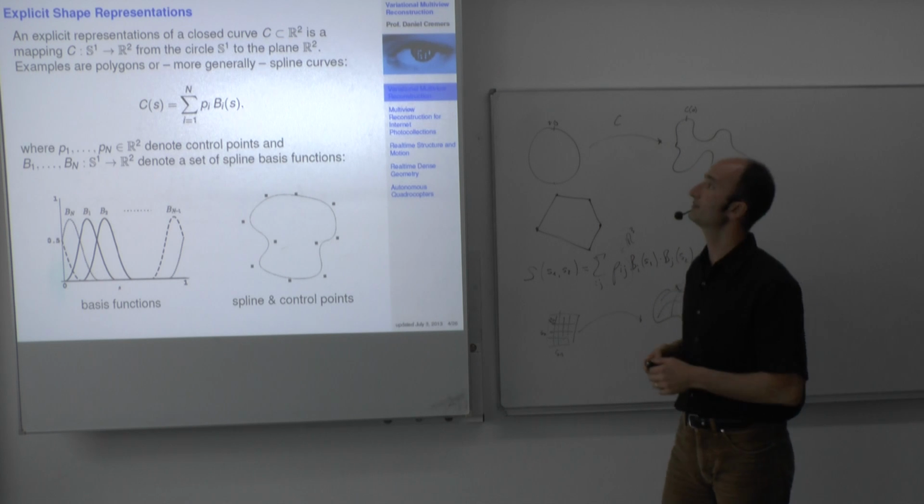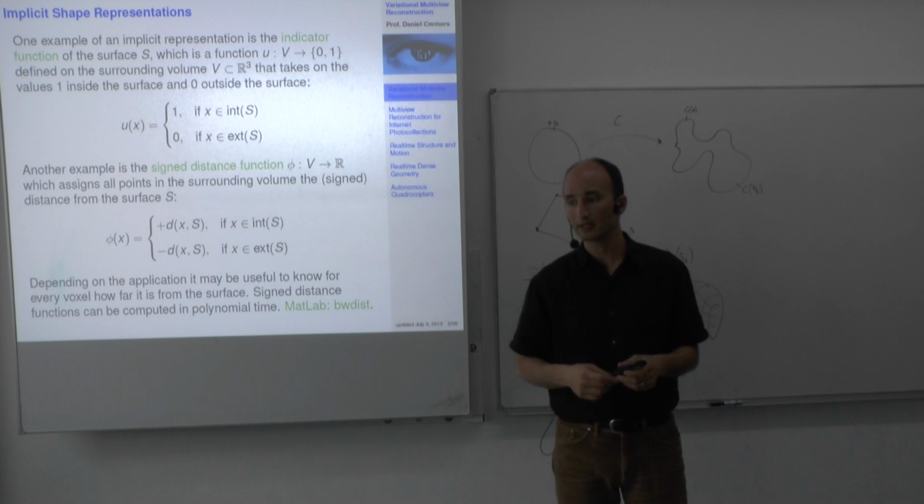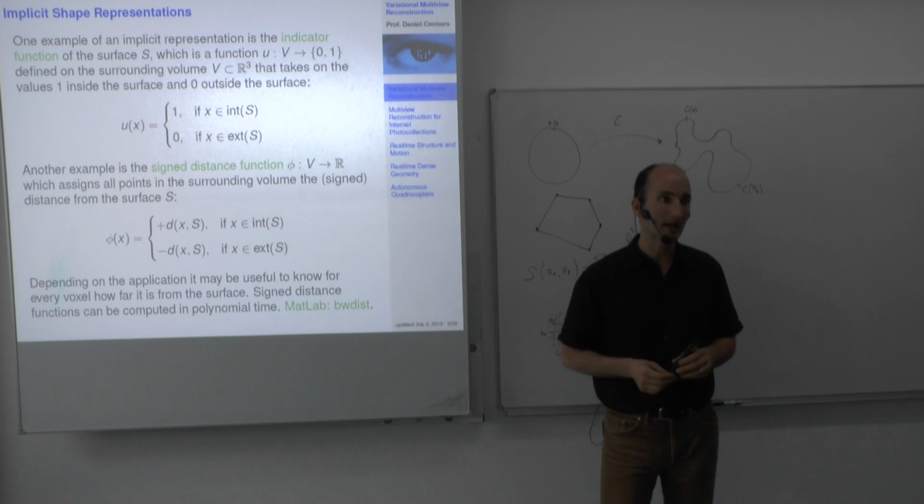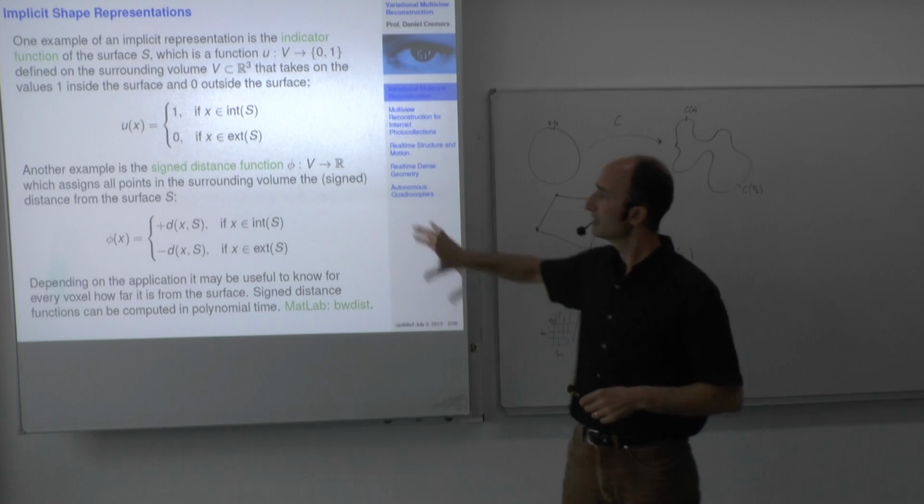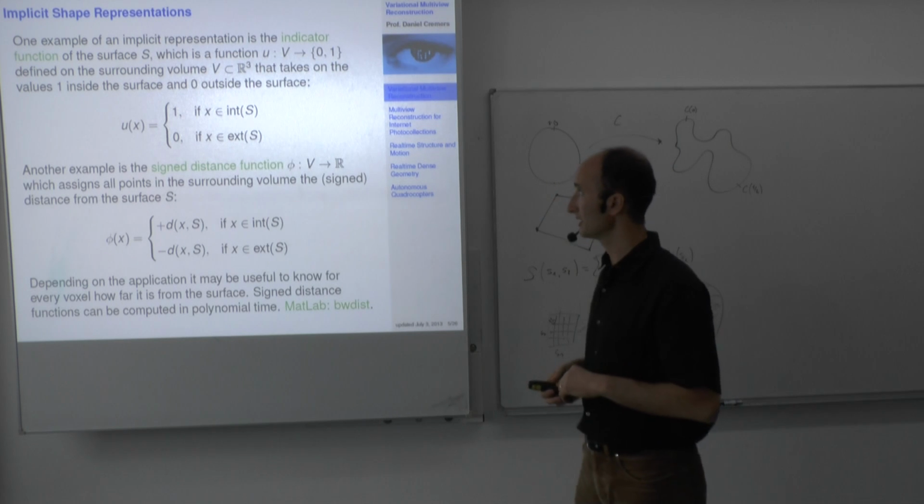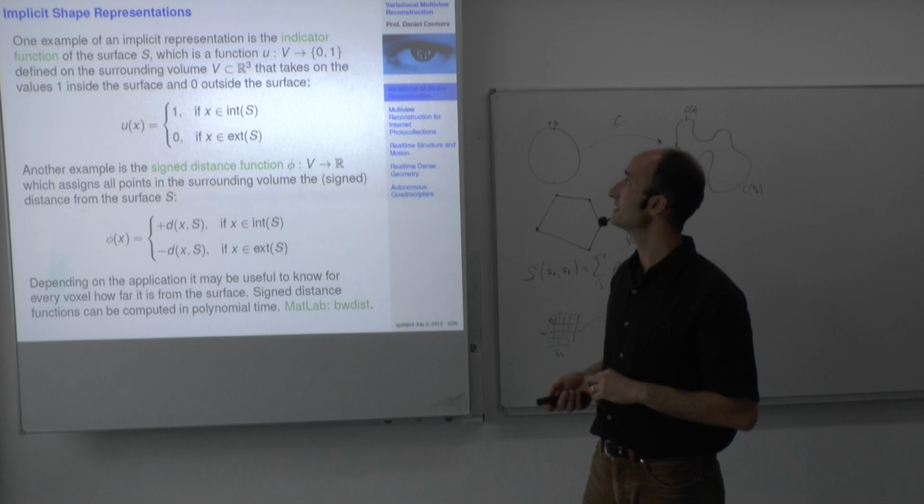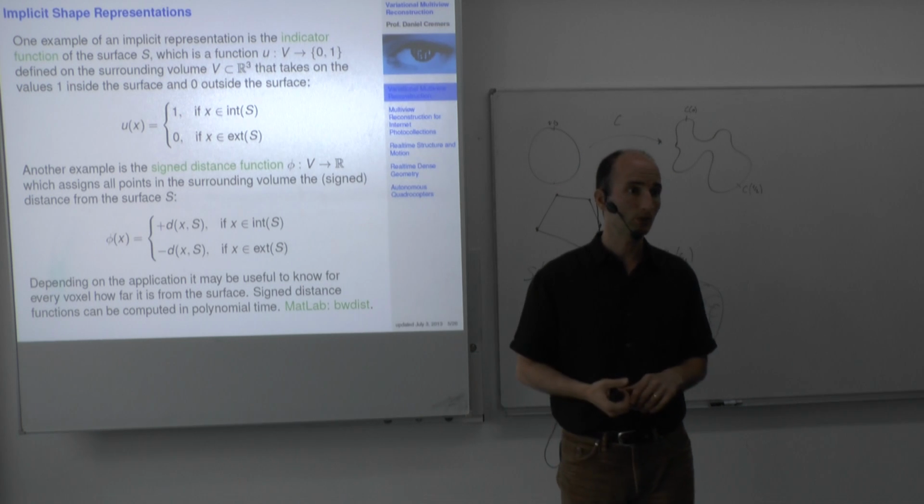That's an explicit representation. Now here is an example of an implicit representation. In fact, two different examples. There's many ways to represent surfaces implicitly. These two representations are the most commonly used ones. This is why I decided to bring these up. The first one is a very simple one. It's just an occupancy labeling, if you want.